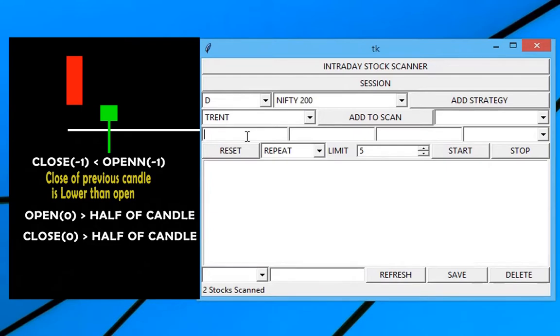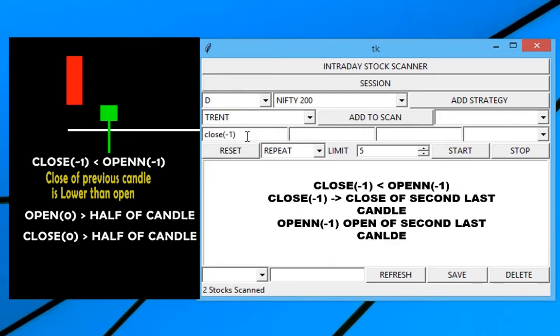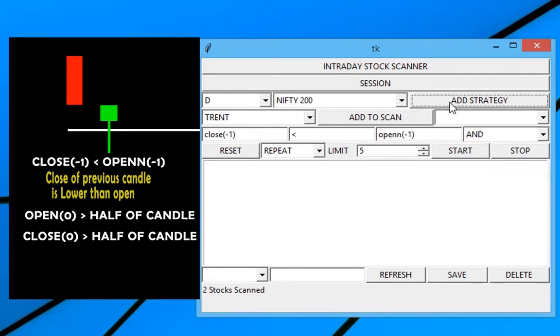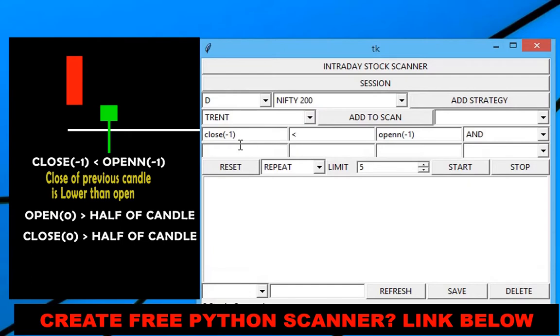Okay, let's see how to filter all stocks which are forming hammer patterns. First condition is trend should be downtrend. So first we have to check whether the previous candle is closed in red. That means close of -1 is lower than open of -1. Here -1 denotes previous candle and 0 denotes last candle.